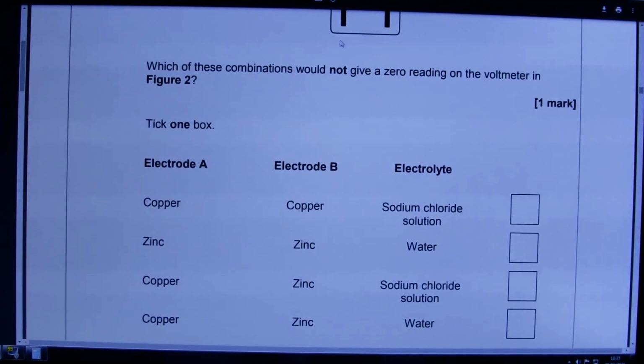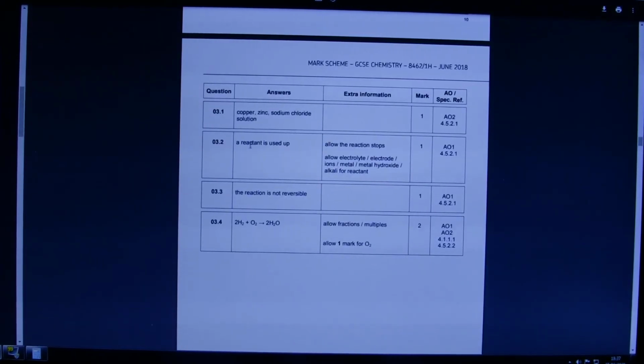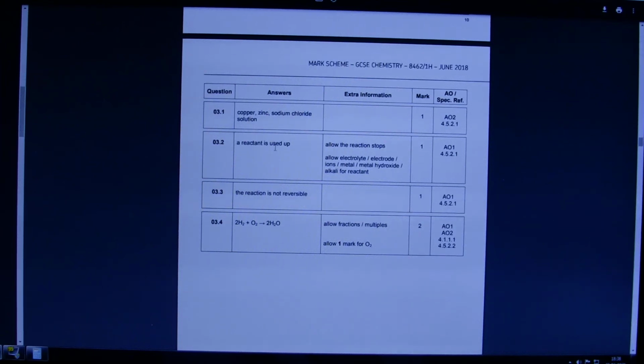Yeah, copper, zinc and sodium chloride solution is the one that would actually produce a voltage. The reason alkaline batteries eventually die on you is that a reactant is used up. Allow the reaction stops. Allow electrolyte, electrode, ions, metal, metal hydroxide or alkali for a reactant. An electrode is used up. That'll do. I did say that. The reaction is not reversible. Also, the battery is likely to explode and burst into flames.